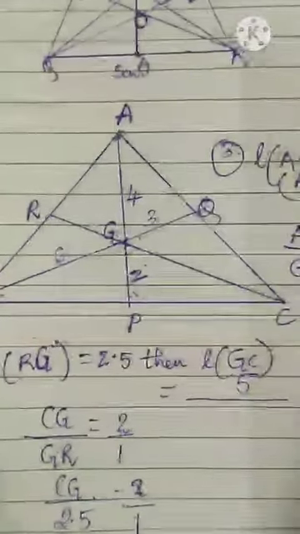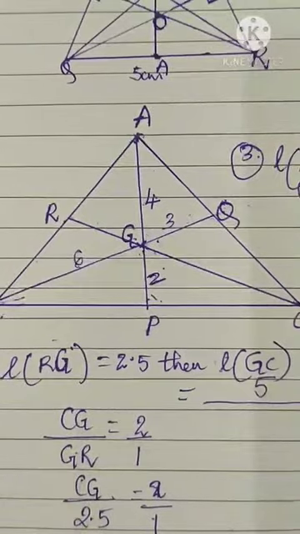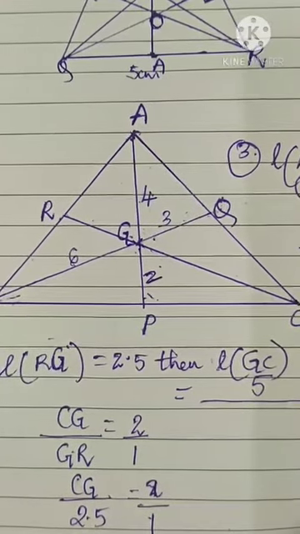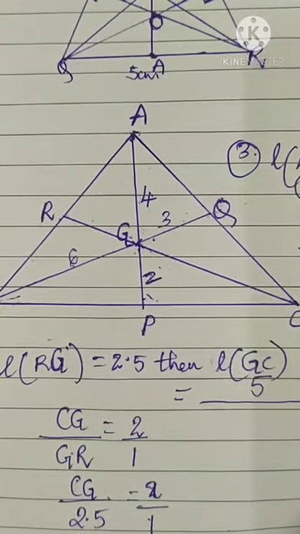Understood? So we have completed the chapter, altitude and median of triangle. I hope you have gone through it. You understood all the sums.